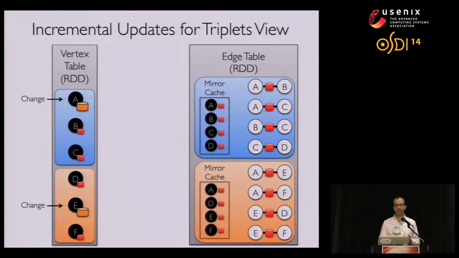And so I'd like to be able to reuse the cache, and GraphX is able to track these changes in the vertex table, and then only ship the vertices that changed across the network. Again, reusing that mirror cache on the edge table.